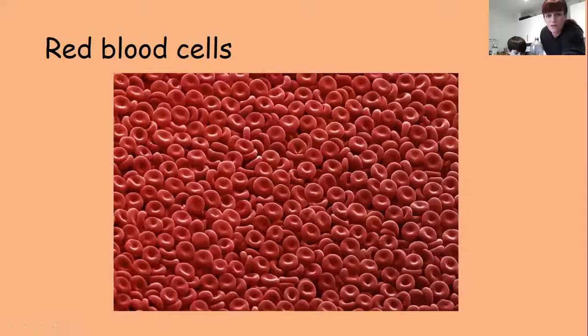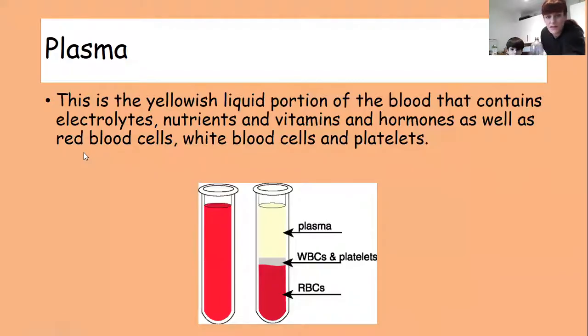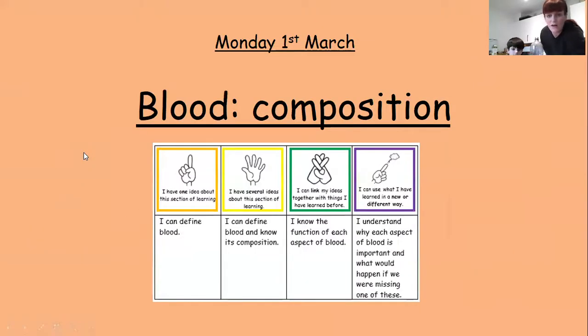Good morning, Year 6. We are doing some project today and I am going to share my screen with you to show you what we're doing. We're not starting here. Oh, red blood cells, that's a bit of a clue. Right, we are looking at blood composition, okay?